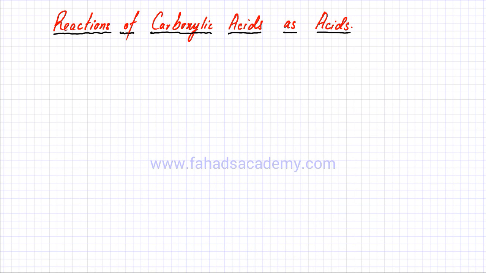In this lecture, we're going to study the reactions of carboxylic acids as acids and the acid behavior. Previously, when we studied acids, bases and salts, we discussed that acids had a few typical reactions. One was that acids would react with metals.